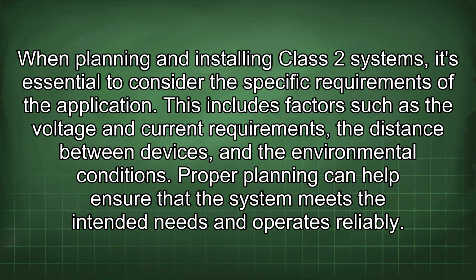When planning and installing Class 2 systems, it's essential to consider the specific requirements of the application. This includes factors such as the voltage and current requirements, the distance between devices, and the environmental conditions. Proper planning can help ensure that the system meets the intended needs and operates reliably.